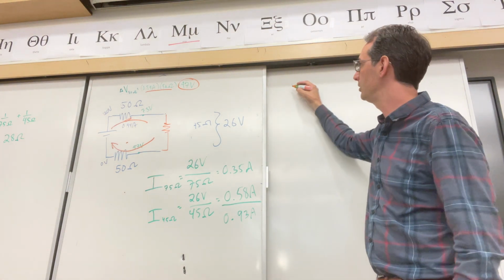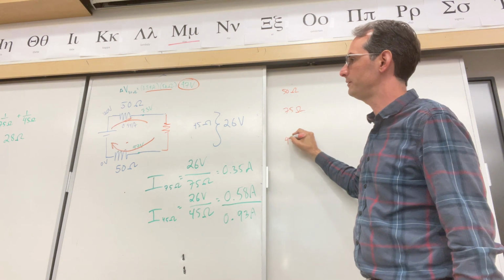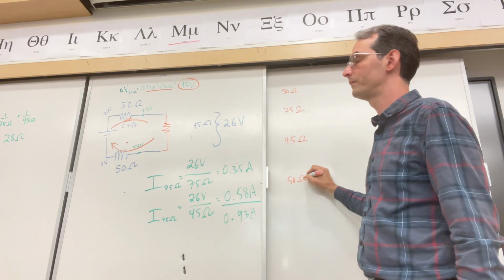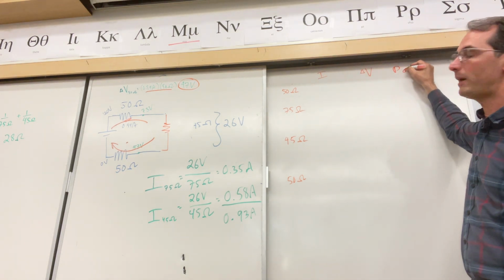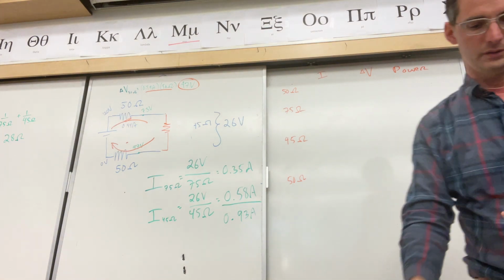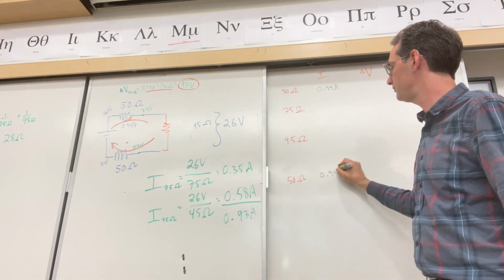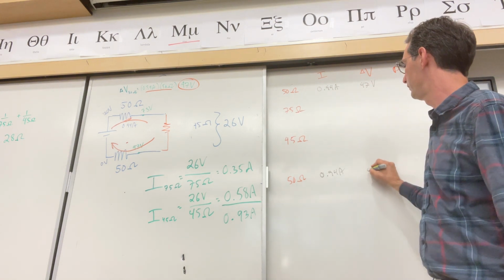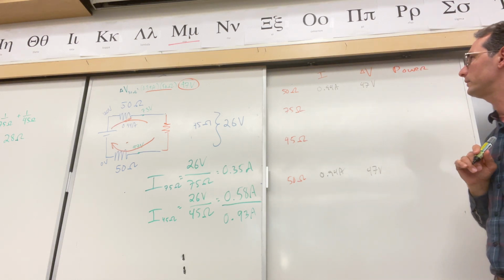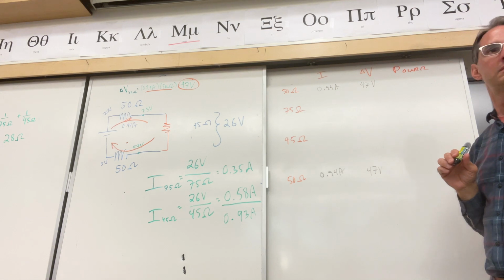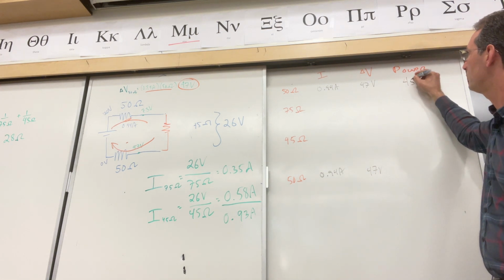Brightness is power, okay? So we've got a 50, we've got a 75, we've got a 45, and then another 50, right? But what we want is the current through and the voltage across, and then we'll calculate the power. The current through the 50s was 0.94 amps. The voltage across the 50s was 47 volts. So the power for these is what? What's 47 times 0.94? 44.18. Let's call it 45 watts.